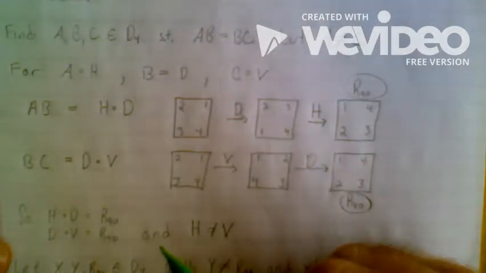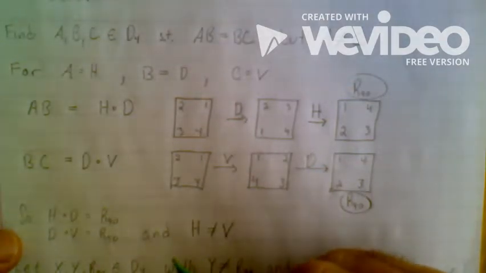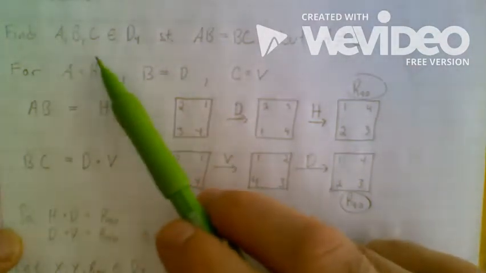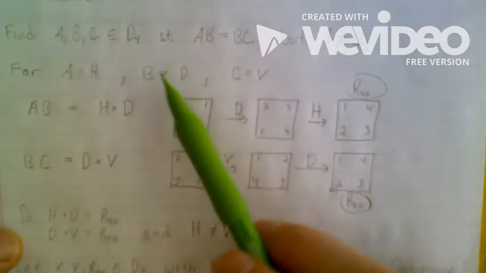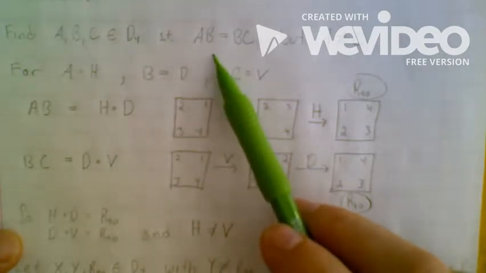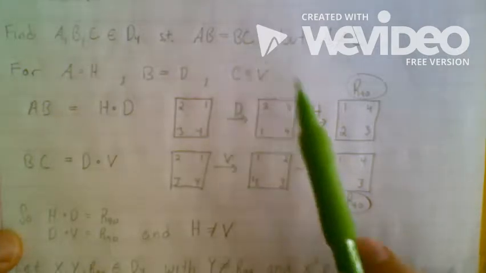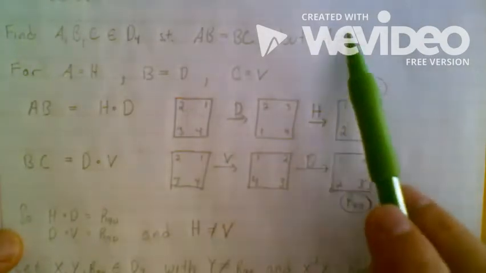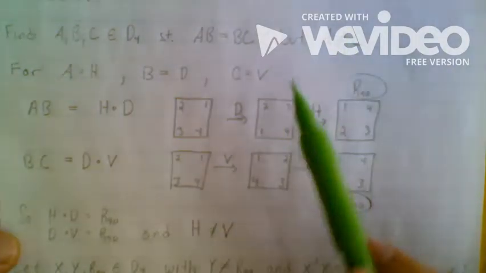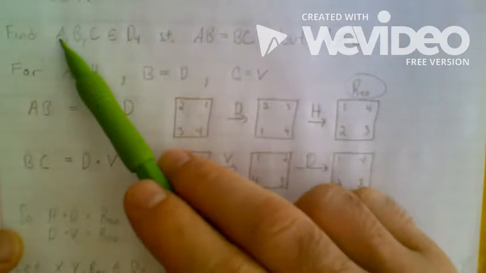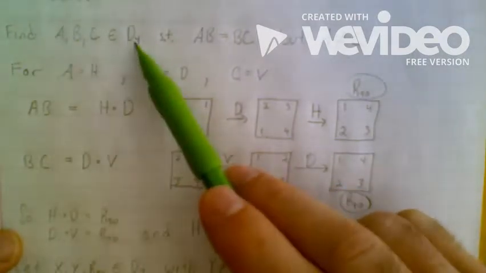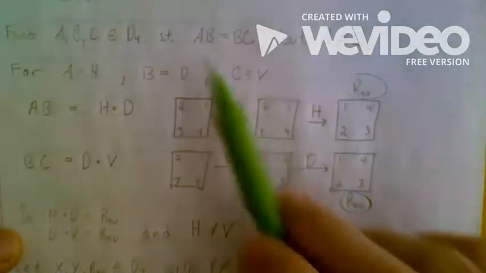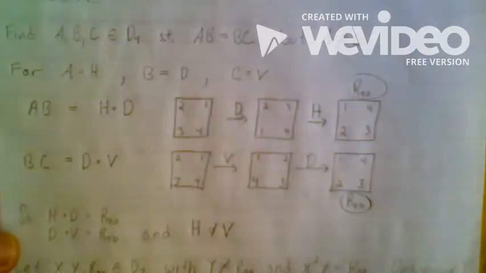All right, so I'm going to do homework number 1, question 3. It was asking us to find A, B, and C elements of D4 such that A times B equals B times C. And it'd be real easy if A and C could be the same thing, but one of the stipulations here is that A cannot equal C. So we want to find basically three transformations within the square that are going to satisfy this condition here.